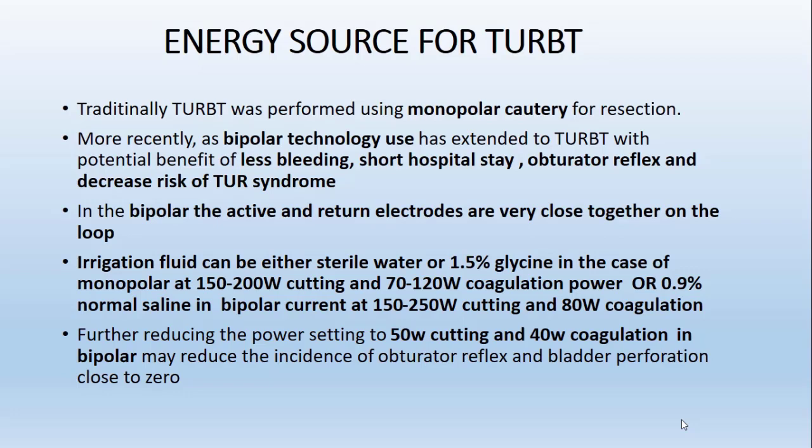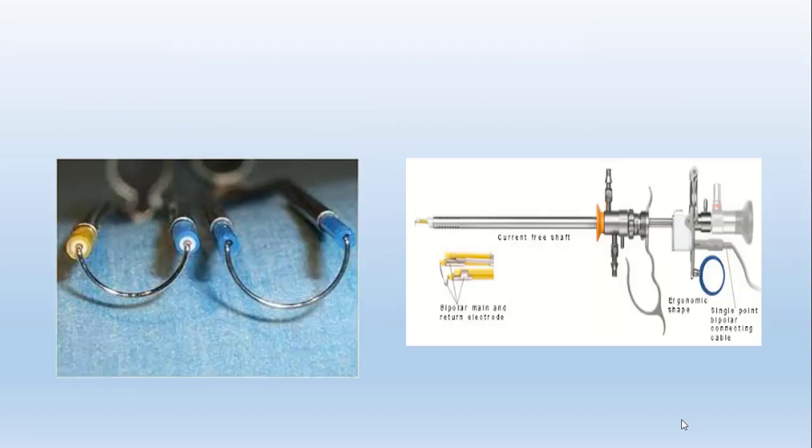Irrigation fluid can be either sterile water or 1.5% glycine in the case of monopolar, at a cutting current of 150 to 200 watts and a coagulation current of 70 to 120 watts, or 0.9% normal saline in bipolar, at 150 to 250 watts cutting and coagulation at 80 watts. By further reducing the power setting in bipolar to 50 cutting and 40 coagulation, bipolar may reduce the incidence of obturator reflex and bladder perforation to close to zero. These are the bipolar loops and the instruments with bipolar loop.